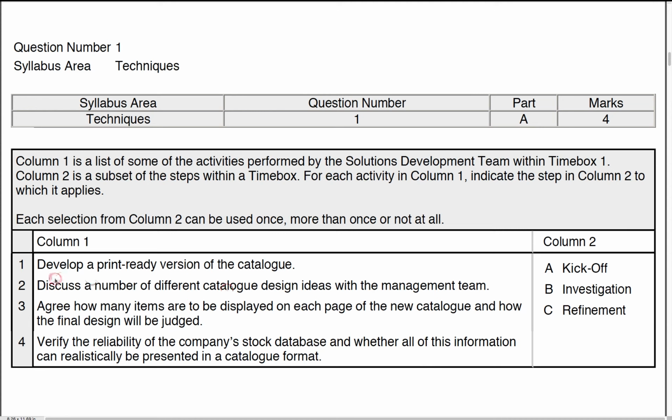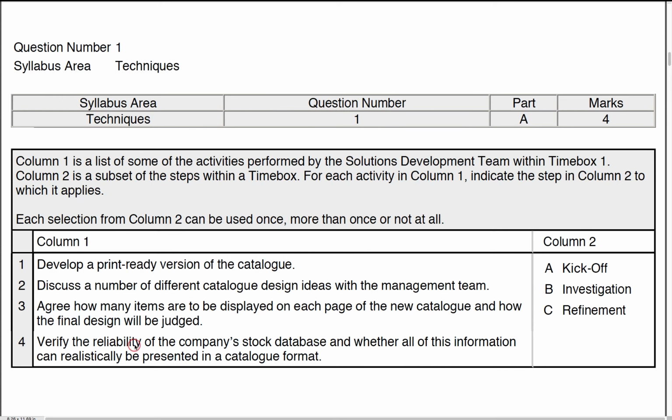The next one, discuss a number of different catalogue design ideas. Well, at this point, we're looking at the solution itself at high level and how we're going to plan it out through the time box, and therefore we're in the investigation phase. 3. Agree how many items are to be displayed on each page of the catalogue. Well, this is quite similar to number 2. We're now looking at the detail of the requirements and getting ready to do the work. So once again, we are in the investigation phase in the time box.